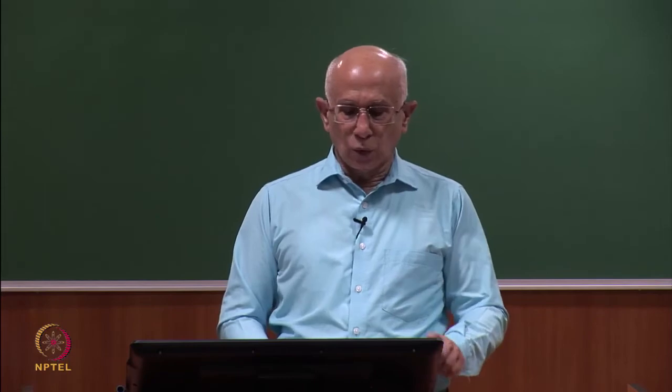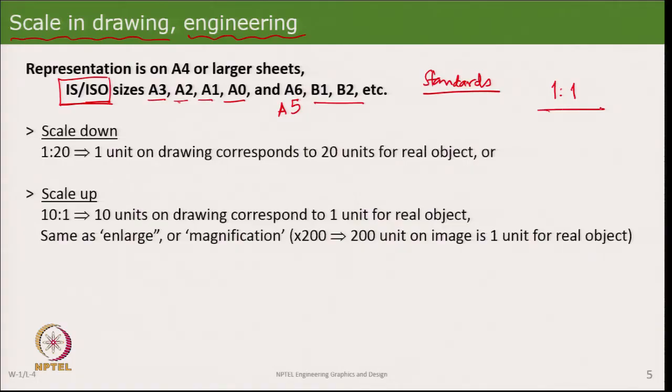So, we can do two things. If the object does not fit 1:1 scale on any of these sheets, we could then do two things depending on the size of the object. If it is too big, we could scale down. For instance, we can draw in a way so that 1 unit on the drawing corresponds to 20 units for the real object. That would mean scale of 1:20.